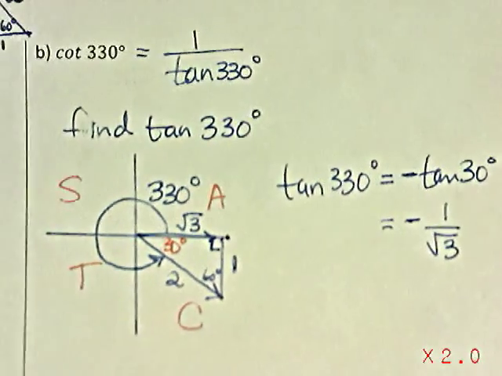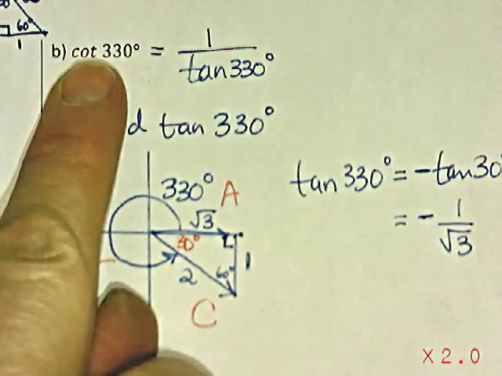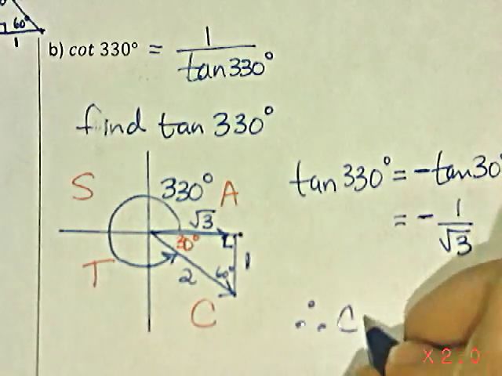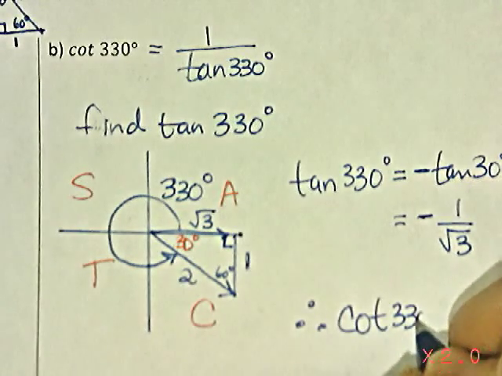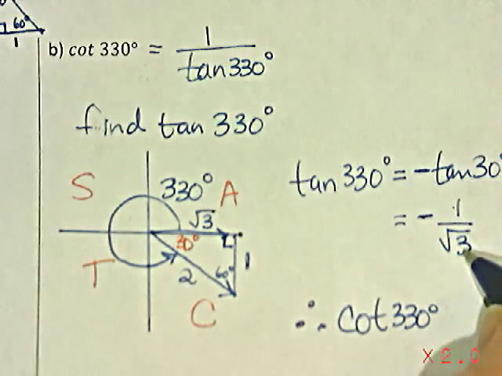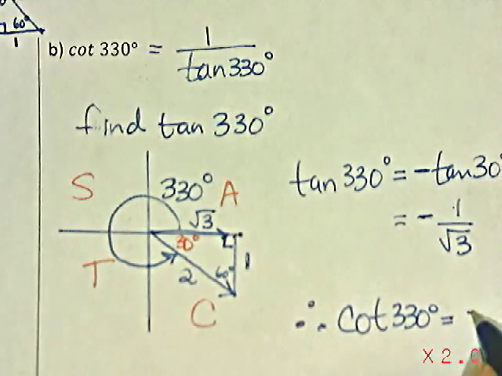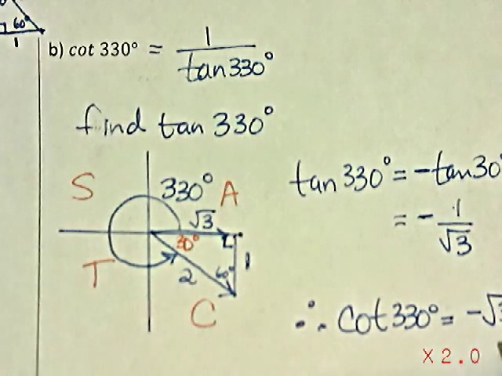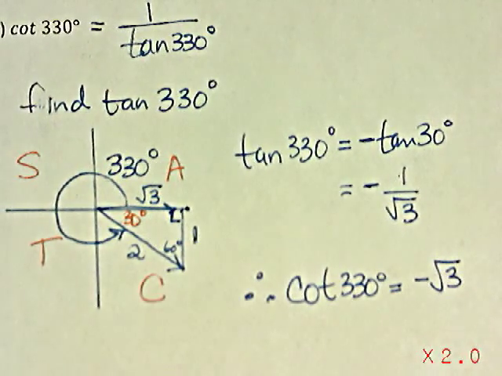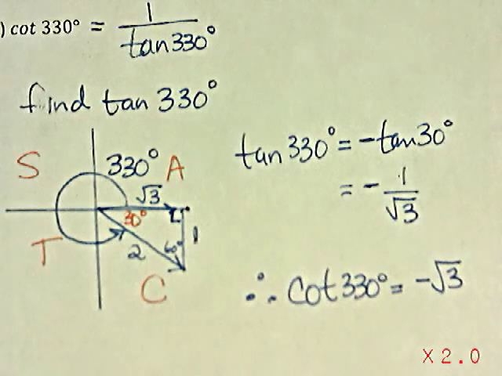But remember, now we're not done. We didn't want the tangent of 330. We wanted the cotangent of 330. So the cotangent of 330, tangent compares opposite to adjacent. I want the adjacent over the opposite. So it will be a negative root 3 over 1, but we wouldn't write that. So find the primary trig ratio and then just flip it upside down to get that secondary trig ratio.